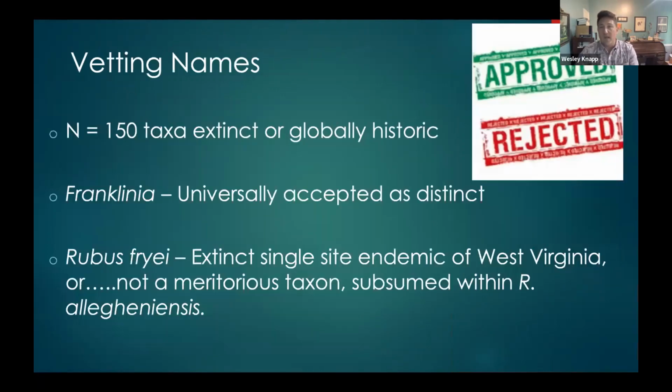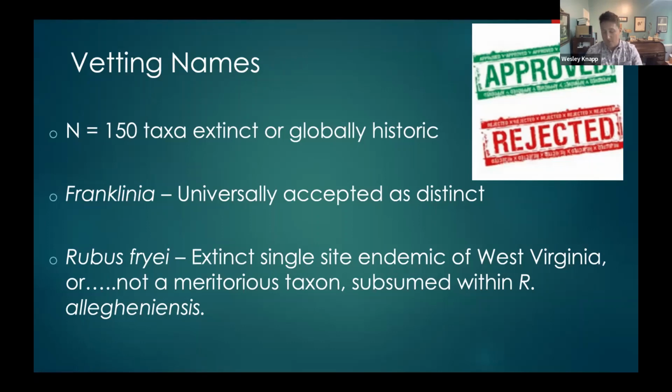But we ended up with a ton of names. As you can imagine, standards are hard to come by for plants that are consistent and updated. So we first had 150 names we had to vet through, and that included things like Franklinia, which I'm sure we've all heard of. And that's a plant that's universally accepted by everyone as distinct. And then we had plants like Rubus fryi that is either an extinct single-site endemic of West Virginia or not real. So you have two extreme options.